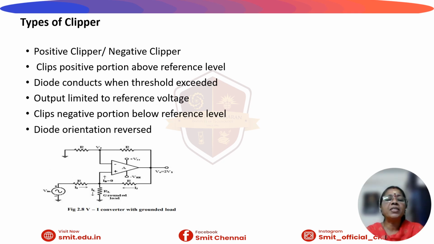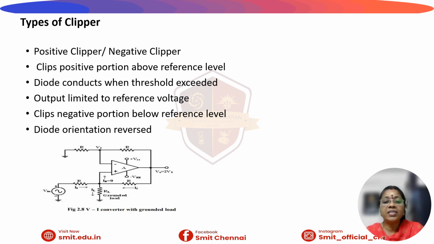The clipper circuit is classified as positive clipper and negative clipper. It clips the positive portion above the reference level in the positive clipper. In a typical non-inverting configuration, when Vin is less than the V reference voltage, the op-amp output is driven toward positive saturation, forward biasing the diode in the feedback path. The circuit will act as the voltage follower and the output V out exactly matches the input V in.